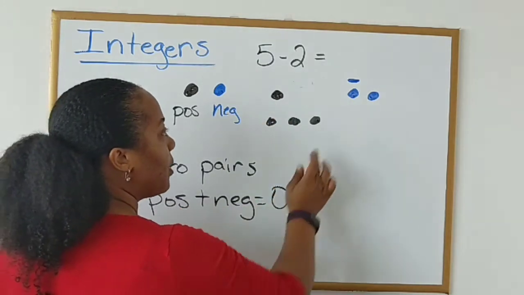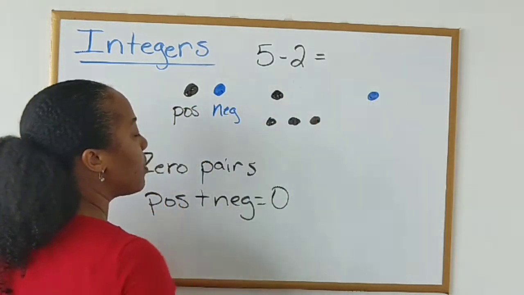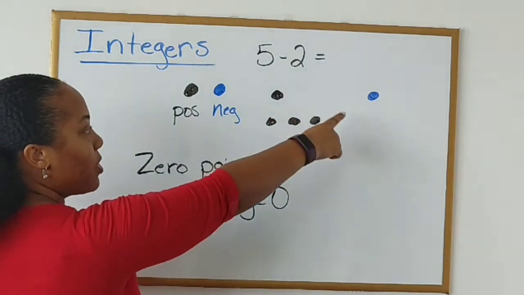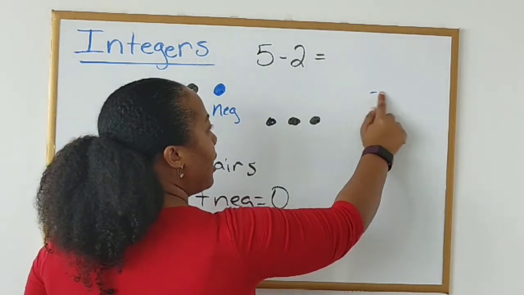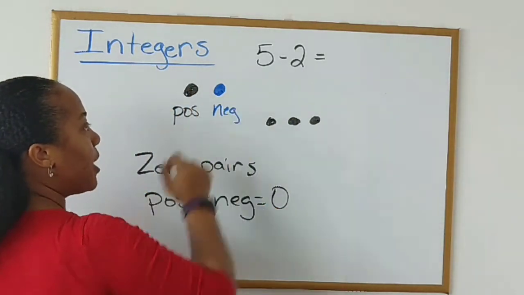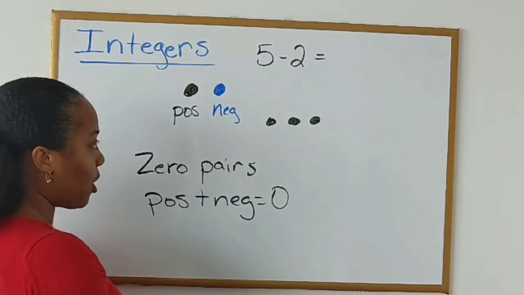So we have the 1 here, we have the 1 here. So now we have 4 left. Well, we have one more zero pair that we can do. Let's erase that one and that one. So our answer is 5 minus 2 is equal to 3.